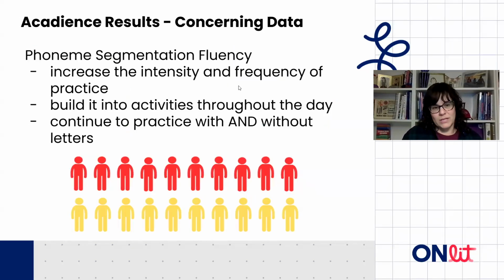But what if my data was more concerning? Right? So I can hear some of you saying, but my data didn't look like that. And we do know that there were classes, even in my school board, where nobody met benchmark. So what am I going to do in those cases?